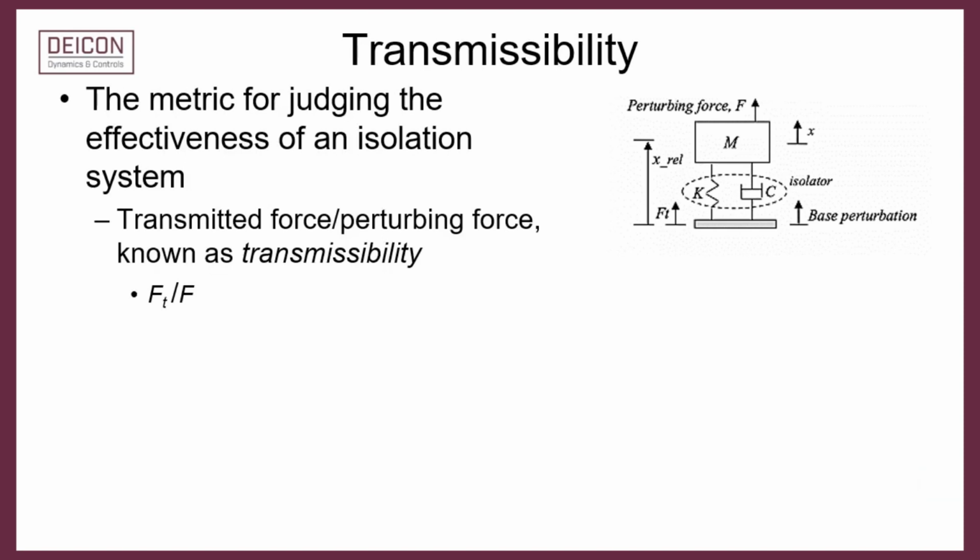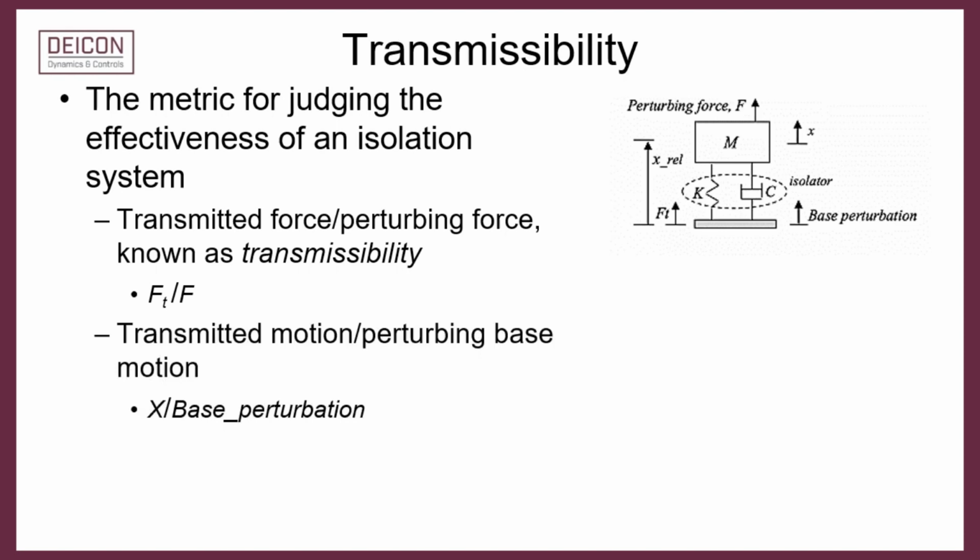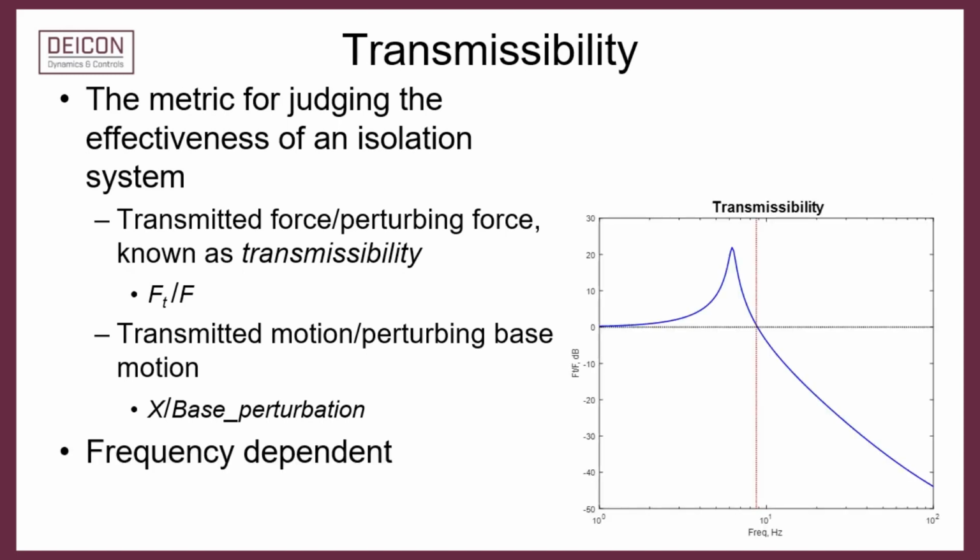Transmissibility is the metric for judging the effectiveness of an isolation system. It is defined as the ratio of the transmitted force over the perturbing force. For systems subject to base perturbation, transmissibility is defined as the ratio of transmitted motion over the perturbing base motion. Transmissibility is frequency dependent. Its magnitude is large over low frequencies, small at high frequencies, and excessively large at the vicinity of the natural frequencies of the isolation system.